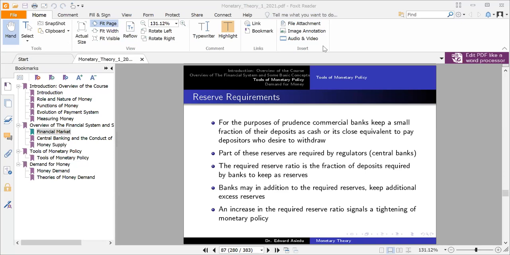So banks will not do that. If inflation is 20%, banks will not charge you 20%. They are likely to charge you more than 20%. And that is why the nominal interest rates are so high in the economy. In high inflation settings, interest rates are very high.